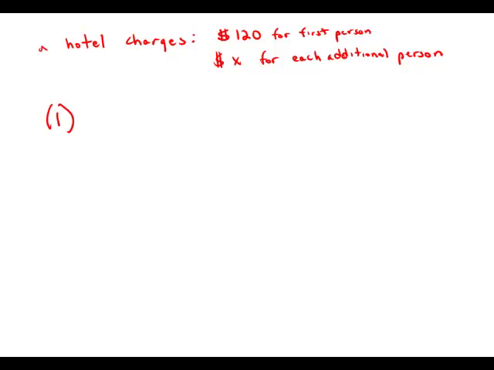Statement number 1 tells us the daily cost per person for 4 people sharing a room and splitting the cost equally is $45. And so we have 4 people. That would be $120 for the first person plus 3 additional people. So $120 plus 3x would be the total cost of the room. Split that equally, divide it by 4, and it equals 45.